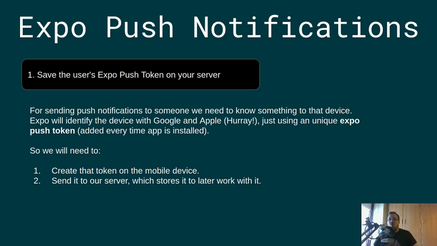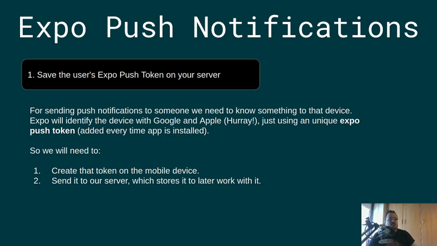Because the later screens of this presentation are just code and links to the GitHub repository, I just want to explain the most important things at the beginning, and later just go with the code. So for the first part, as you see, Expo will identify the device with Google and Apple, so we don't have to do that extra work. Expo is a very nice tool.